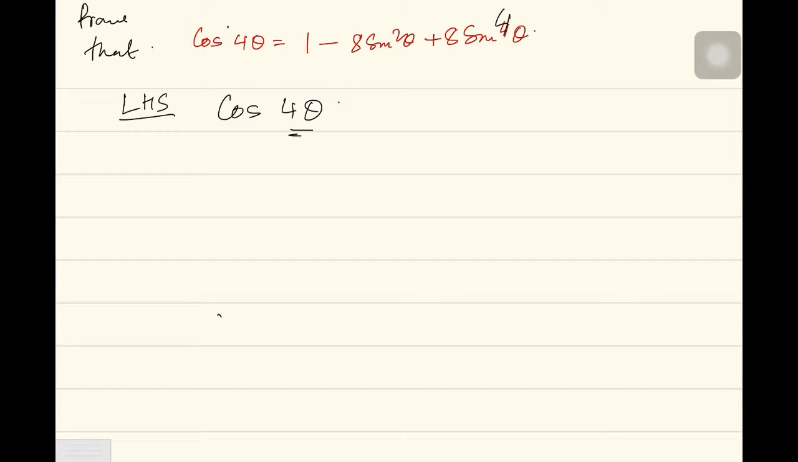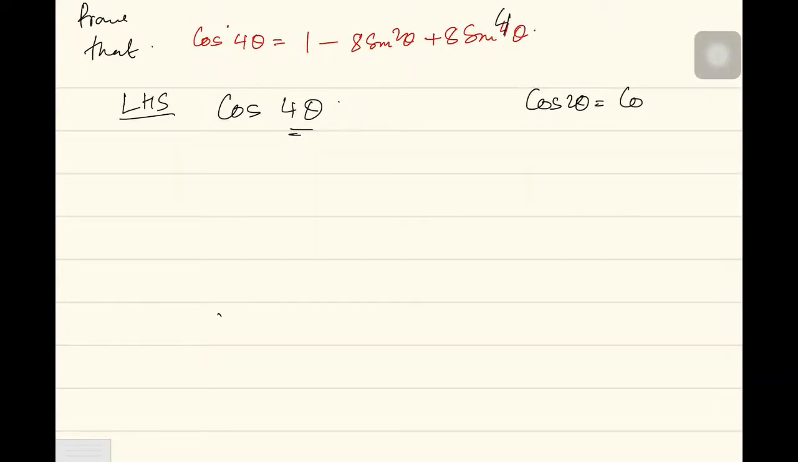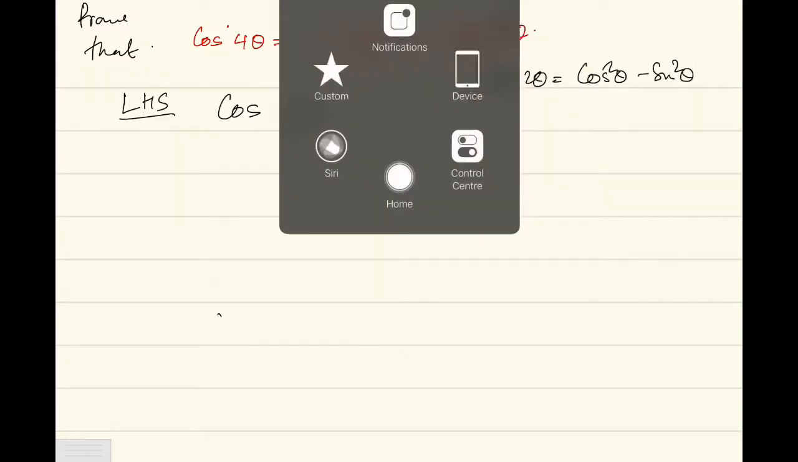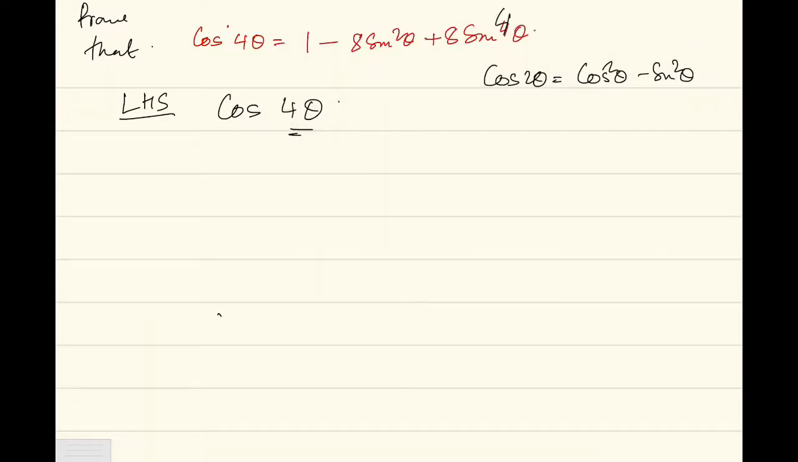I don't have a formula of cos 4 theta, but I have a formula of cos 2 theta. And that you already know. How many formulas are there for cos 2 theta, by the way? Let me write it a little this side. The formula for cos 2 theta is cos square theta minus sine square theta. That's the first variant. The other variant is 2 cos square theta minus 1. The third variant is 1 minus 2 sine square theta. Okay, all the three variants you have here. So you can use any one of these, whichever is appropriate.